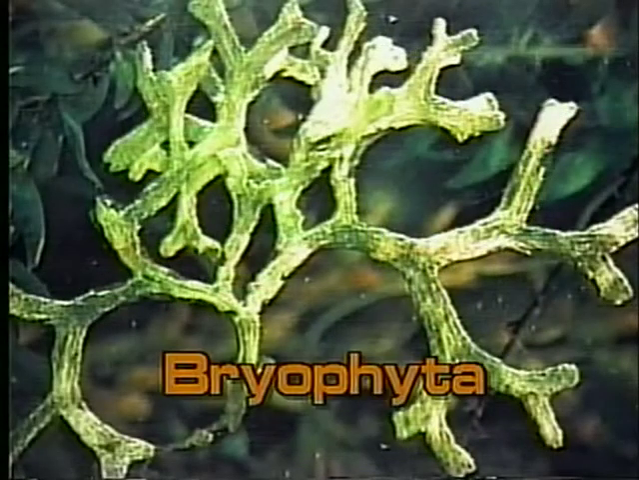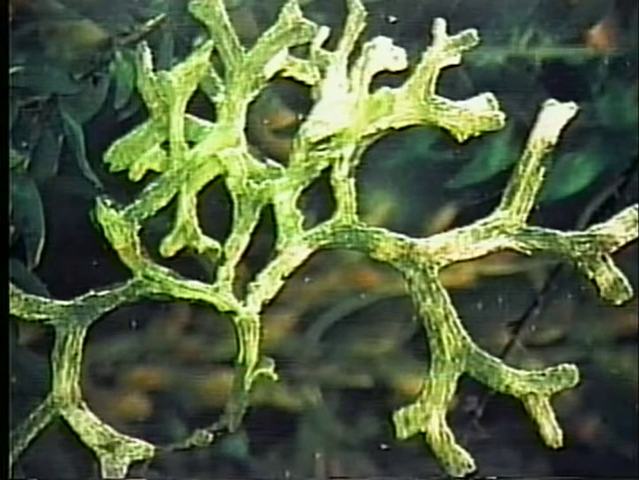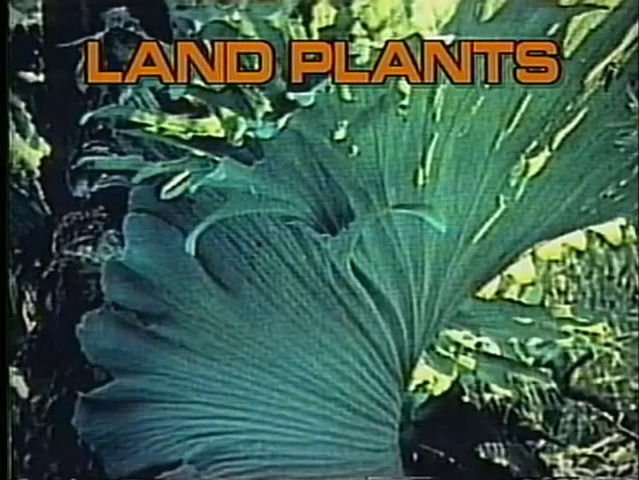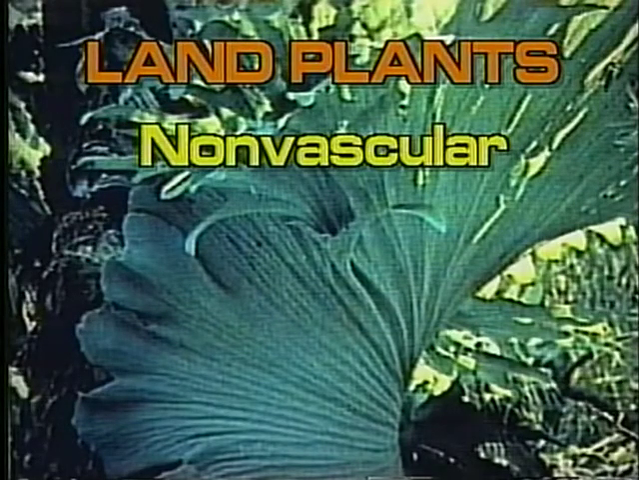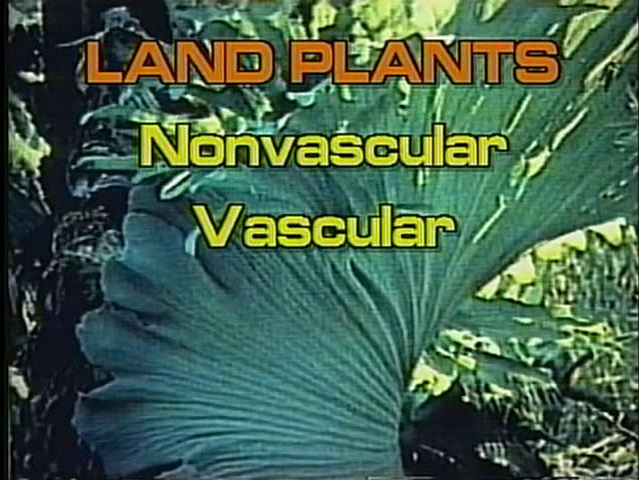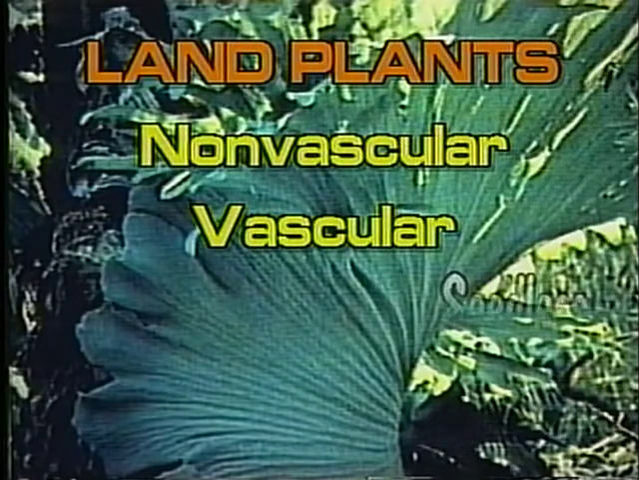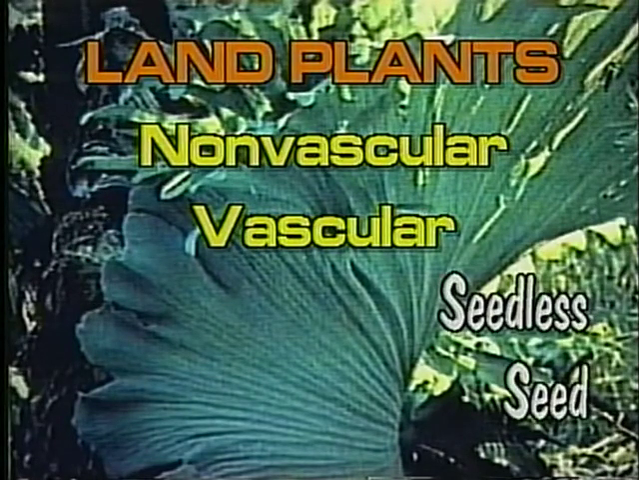Classified as bryophyta, these primitive plants are similar to each other, but unique to other groups. The bryophyta are small and grow in moist places, since they lack the vascular tissues that carry water and nutrients. Land plants are broken down into non-vascular and vascular plants. Vascular plants include seedless and seed plants.